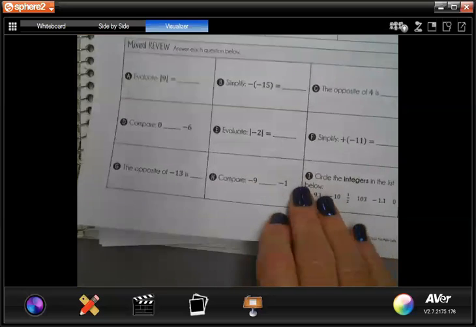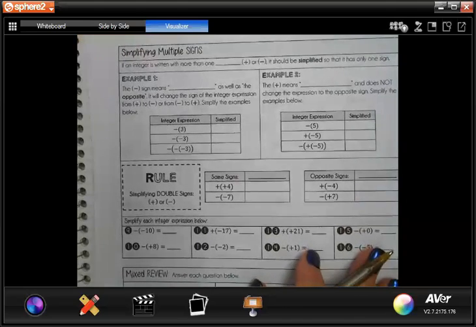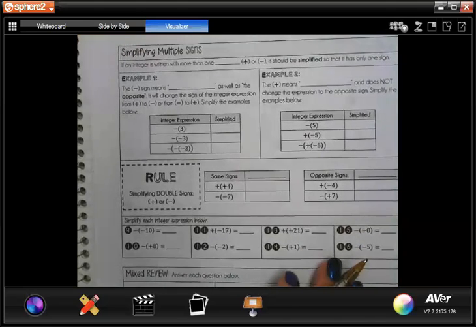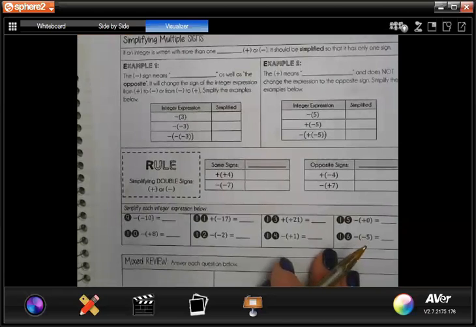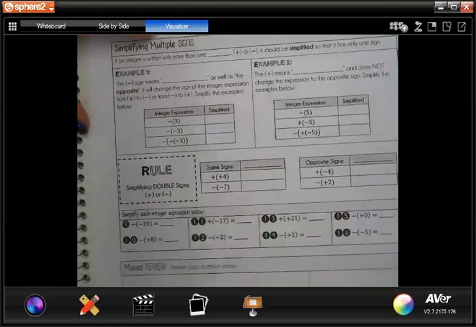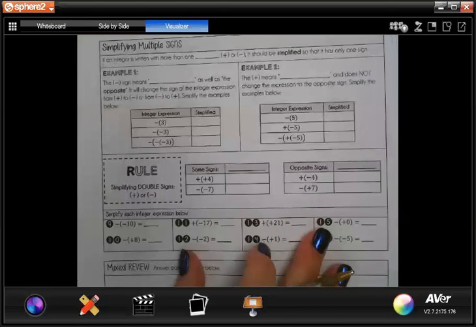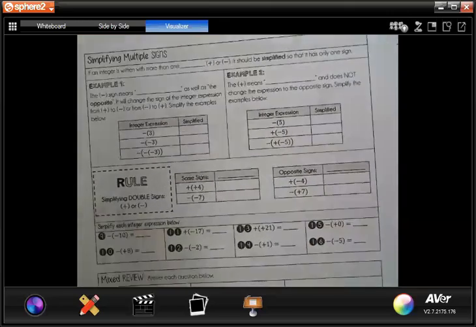All right, next ones that I want to go over with you guys is this. Okay, we're going to talk about this right here, because this will help us move into the next part. All righty. So when we have to simplify multiple signs, what ends up coming out of it? So that's what we're going to try to figure out right now.